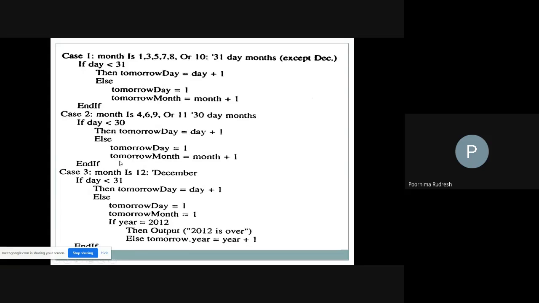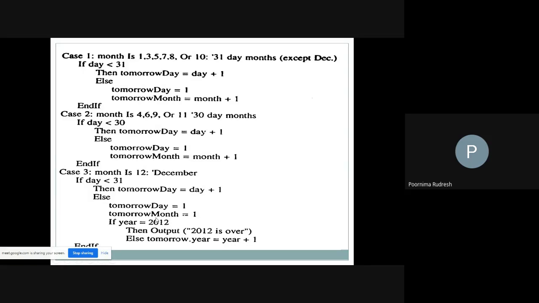Now let us consider if the day is December 31st. We go directly to 31st. Is 31st less than 31st? No, this condition fails. Hence we go for tomorrow day, which is equal to 1, meaning 1 is assigned. Why? Because after December 31st, it changes to the 1st of January. Tomorrow month is also assigned 1, because after December 31st we get January 1st of the next year.